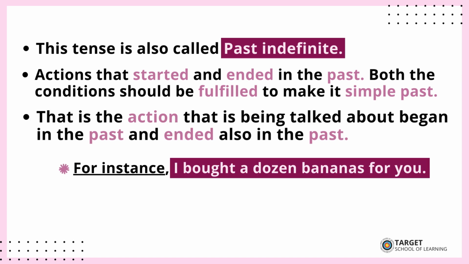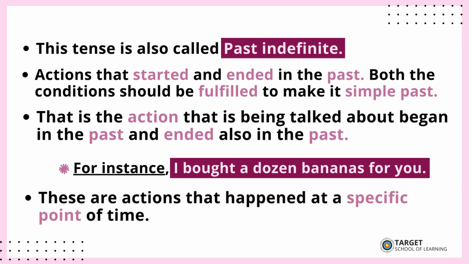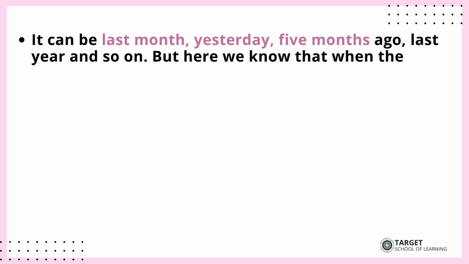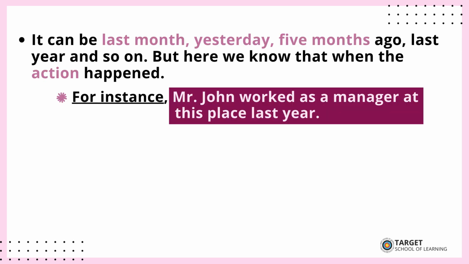For instance, I bought a dozen bananas for you. These are actions that happened at a specific point of time. It can be last month, yesterday, 5 months ago, last year, and so on. But here we know when the action happened. For instance, Mr. John worked as a manager at this place last year.